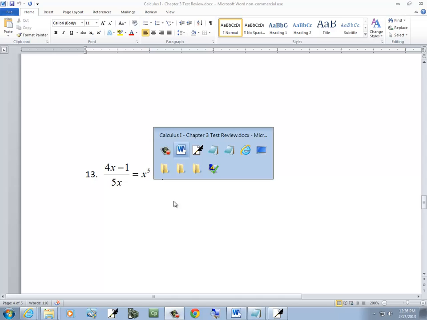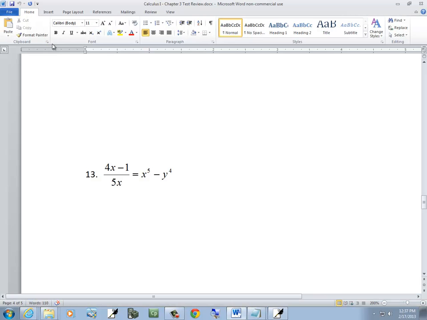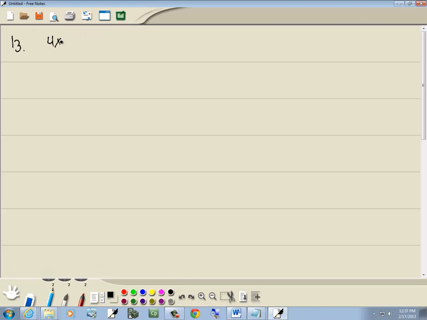Take a look at our 13th example. We've got (4x - 1)/(5x) = x^5 - y^4. There's different ways you can solve this one.